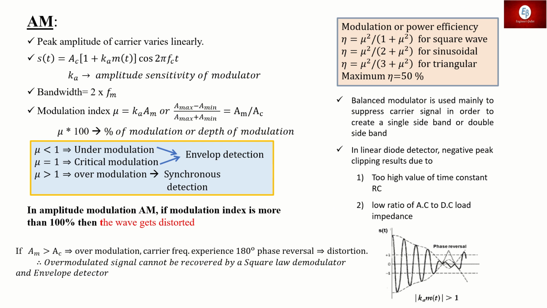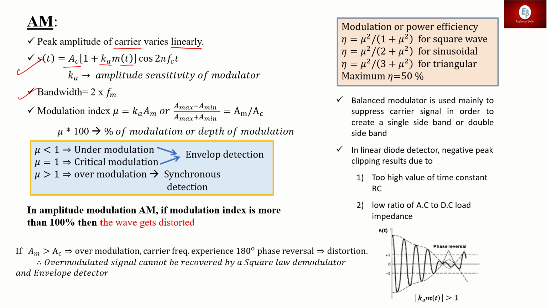So let's start with the amplitude modulation. Amplitude modulation is the phenomenon in which the amplitude of the carrier wave is varied linearly with the message signal amplitude variations. So this is the expression s(t) = Ac(1 + Ka m(t)) cos 2πfct. Ac is the carrier amplitude, Ka is the amplitude sensitivity of the modulator, m(t) is the message signal. From this expression you can find out multiple variables, and this expression is very helpful in solving the very important questions which have come in different examinations.